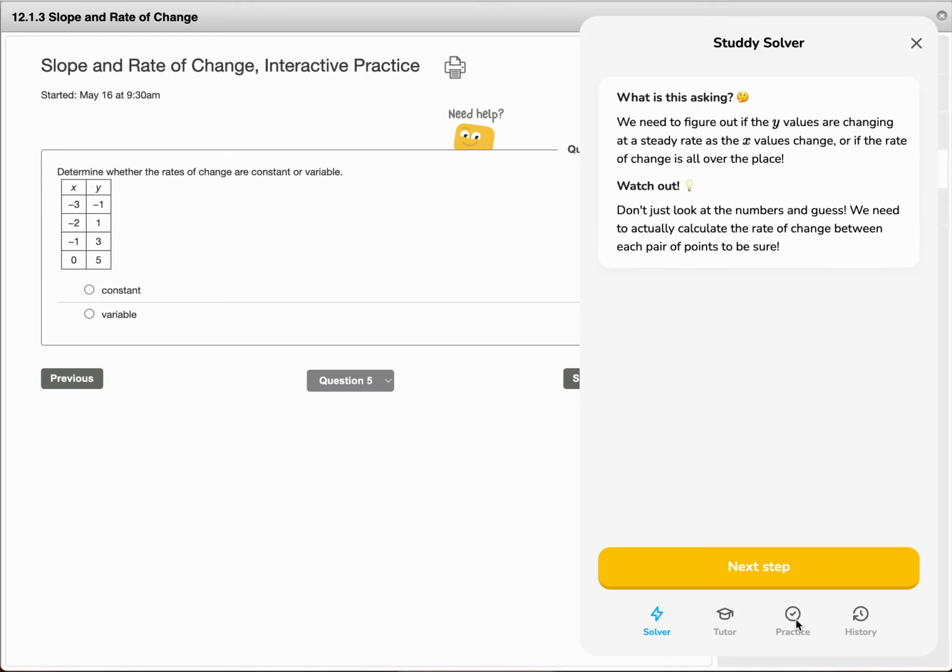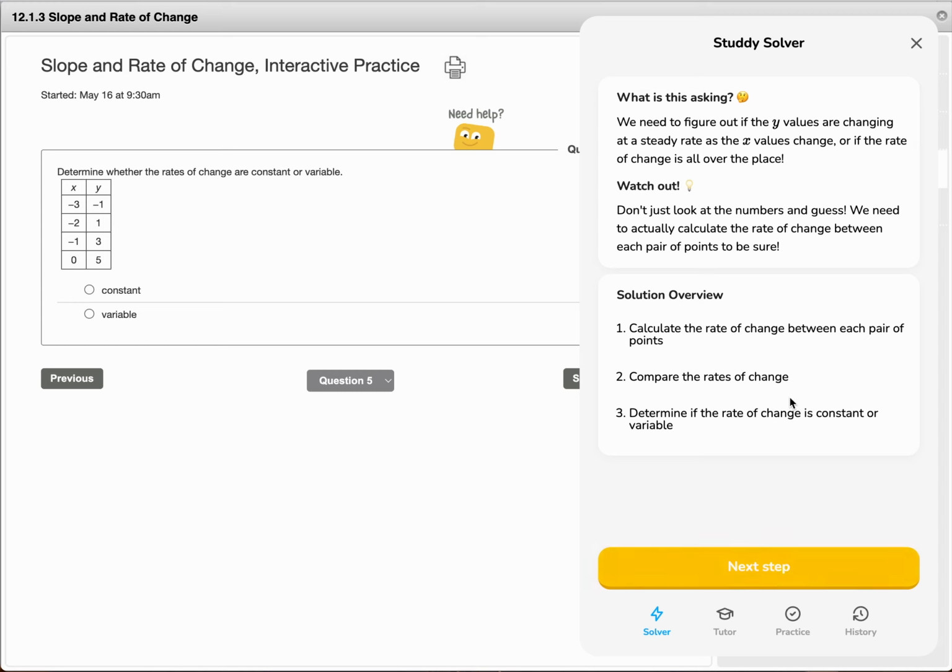The solver takes things step by step and helps the student by first framing what this question is asking in nice, friendly language and what to watch out for. I love this. Don't just look at the numbers and guess. Let's really calculate the rate of change. When I click on Next Step, I get a lovely overview.